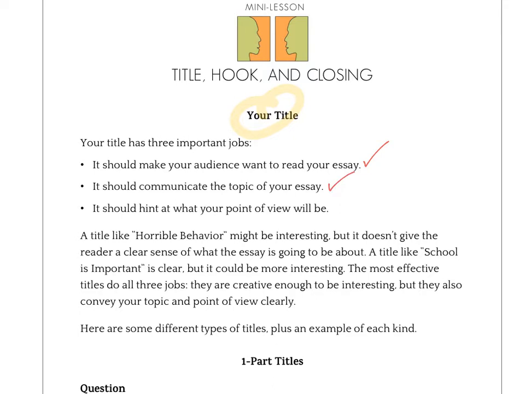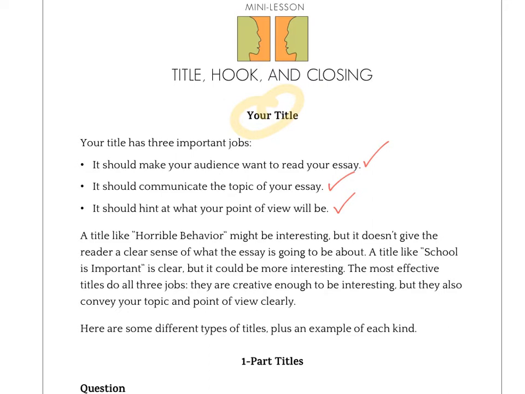Imagine how frustrating it would be if it was called like "Why Doritos Are Awesome to Eat," and then it was an essay about dogs. That wouldn't make any sense. And it should definitely hint at the point of view. So if I wrote "Why Doritos Are Awesome to Eat," and it was all about why eating snack chips is bad for you, that would kind of not make sense.